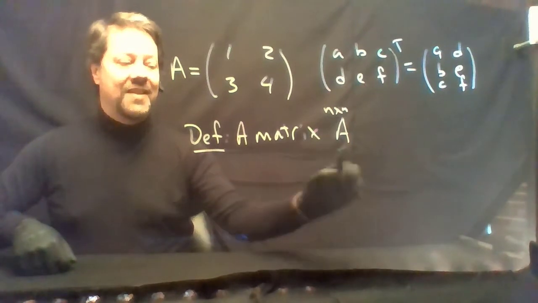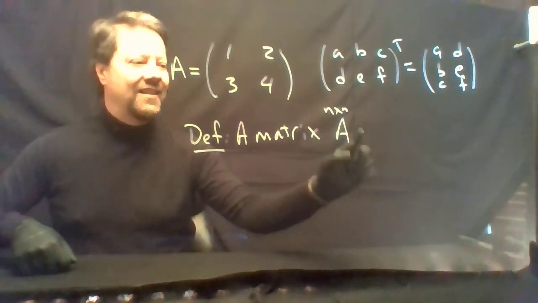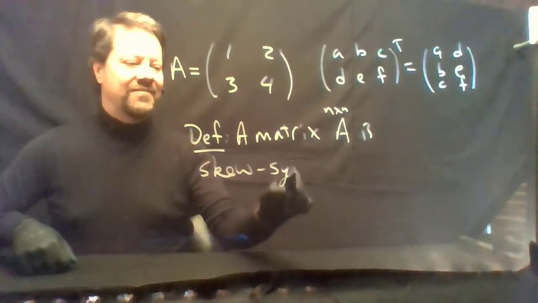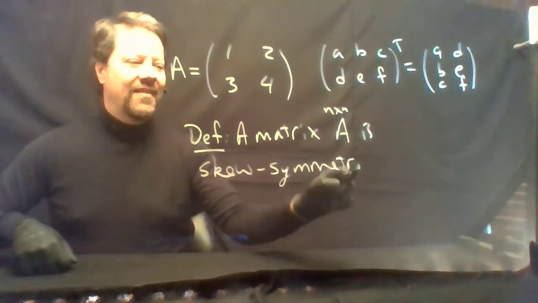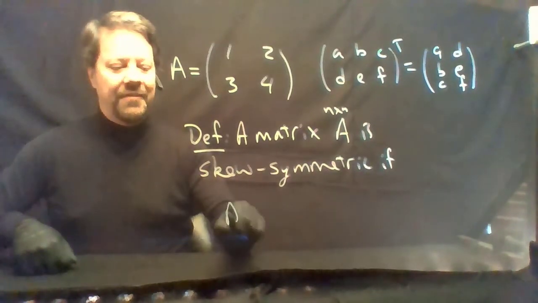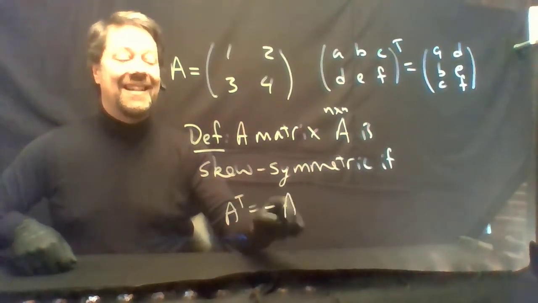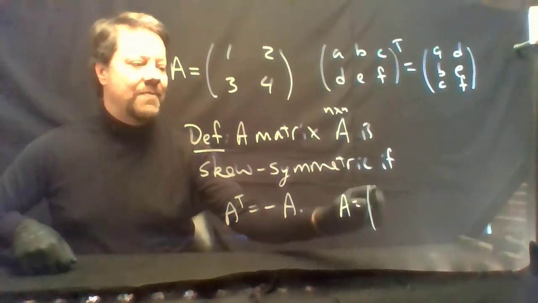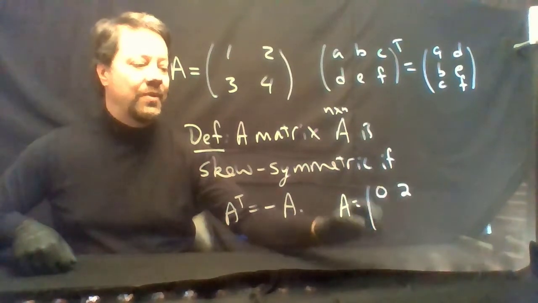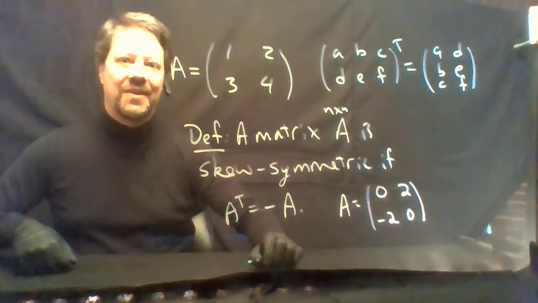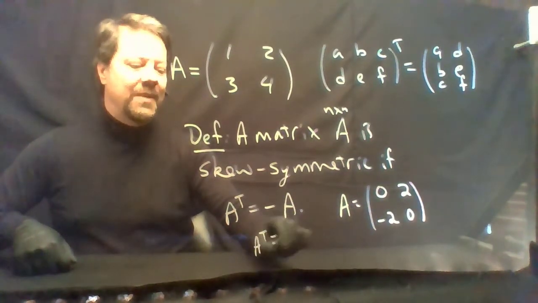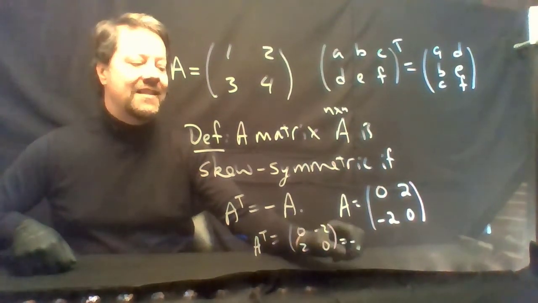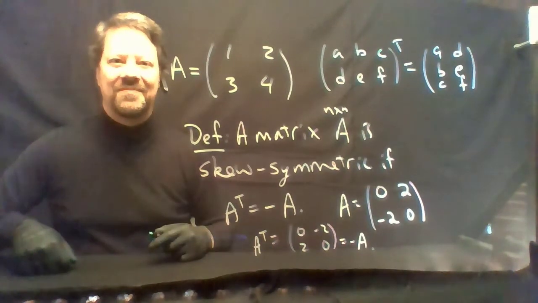Again, a matrix A, which is n by n, is skew symmetric if its transpose is the negative of itself. A classic example of a skew symmetric matrix might be 0, 2, -2, 0. You can see that its transpose is 0, -2, 2, 0, and that's the negative of the original matrix.